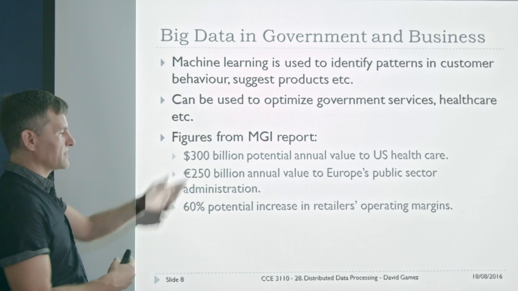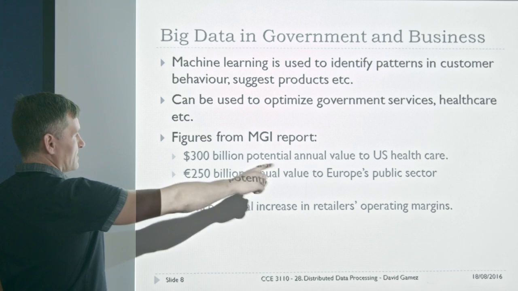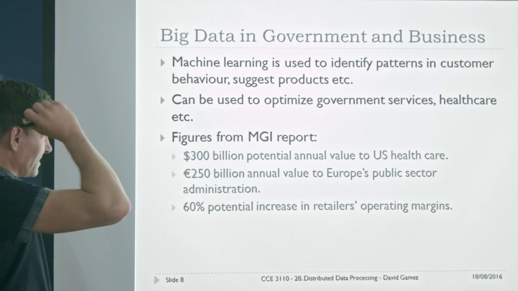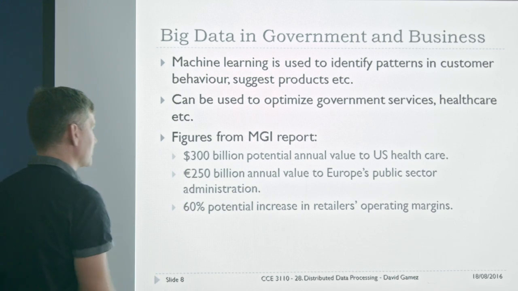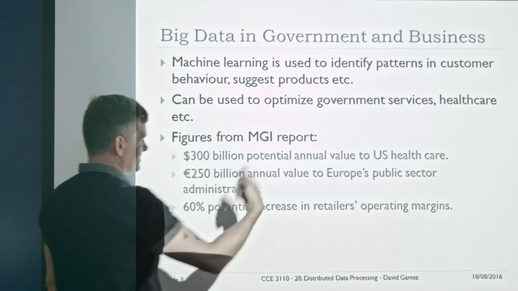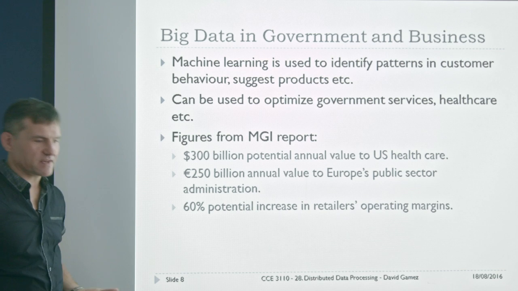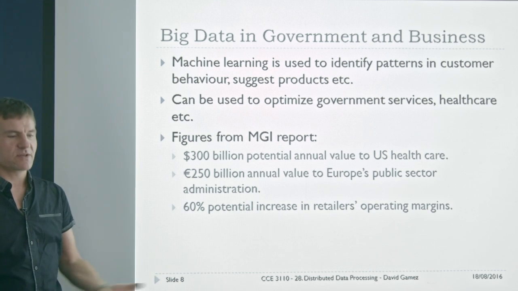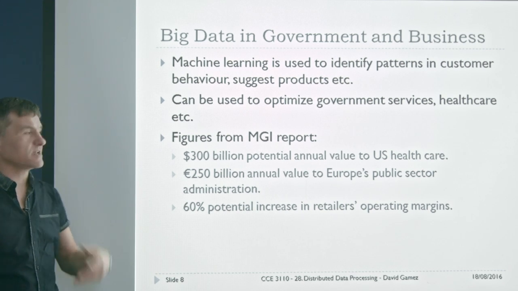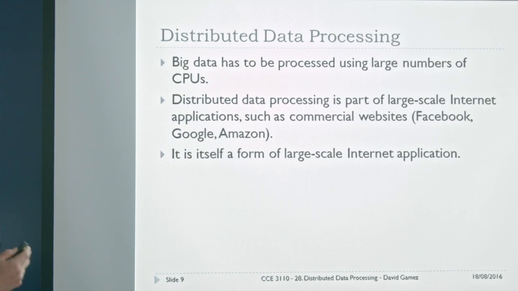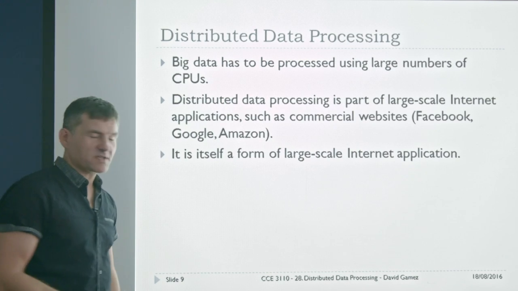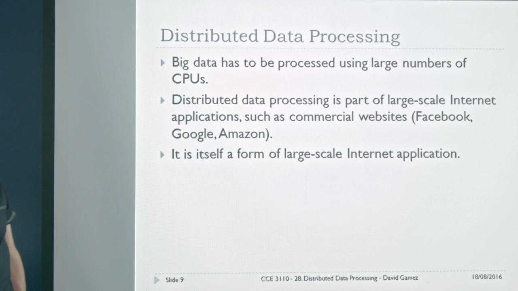You can get rid of a lot of civil servants if you do all this stuff in the European Public Sector Administration, and possibly a 60% increase in retailers' operating margins. So human processing of data costs a lot of money. If you can do it all on a big scale using machine learning, then you can potentially save a lot of money. So to process lots of data, you need a lot of CPUs.